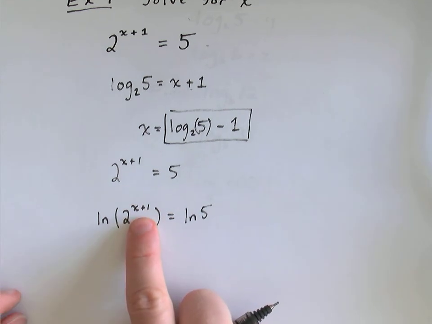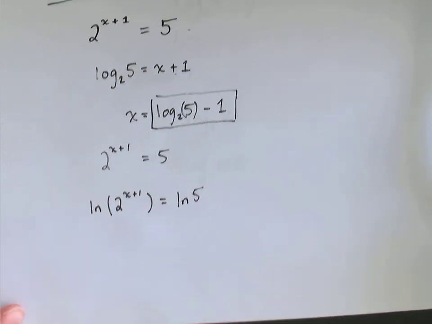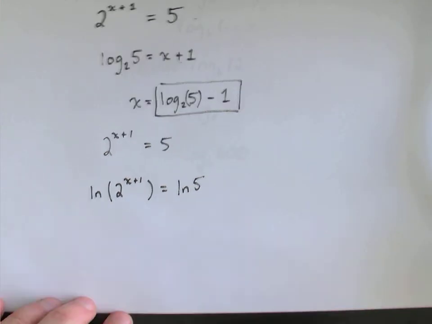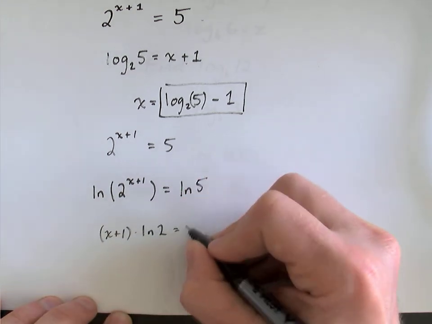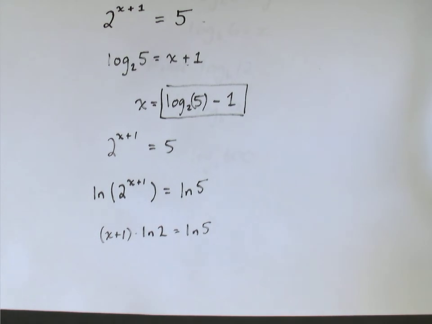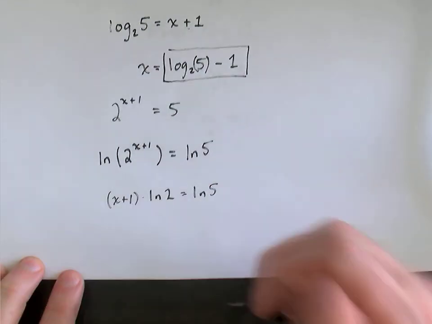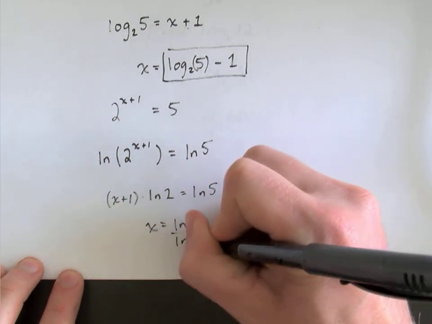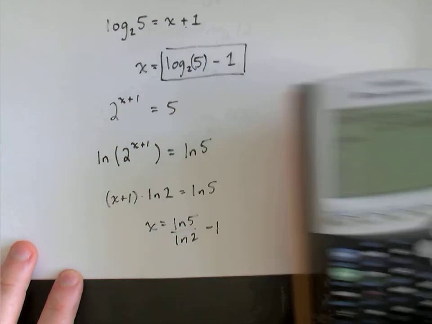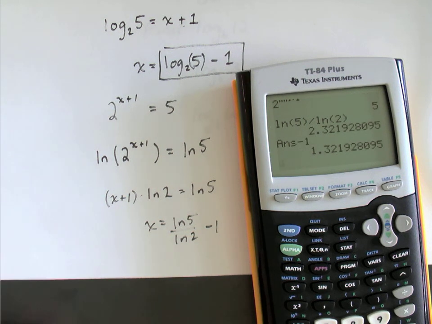Now, for the x plus 1, the variable's in the exponent, so I can pull that down because the log of a power is equal to the product of the power and the log. So this becomes x plus 1 times the natural log of 2, and that equals the natural log of 5. Now I'll divide both sides by natural log of 2 and subtract 1, and I've got my answer. X equals the natural log of 5 divided by the natural log of 2 minus 1. You can see that's the same exact answer as before. Natural log of 5 divided by natural log of 2, and then subtract 1: 1.32 and some change.